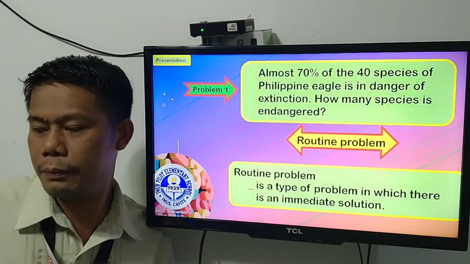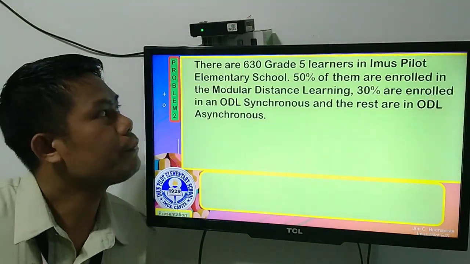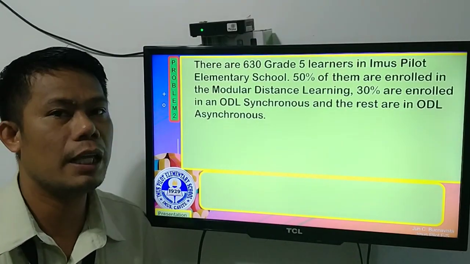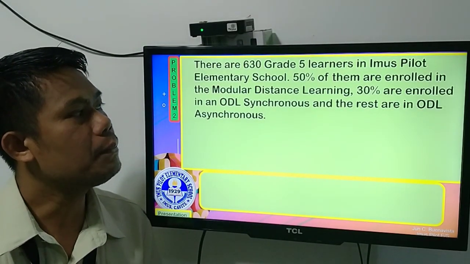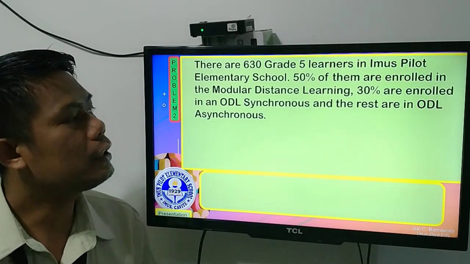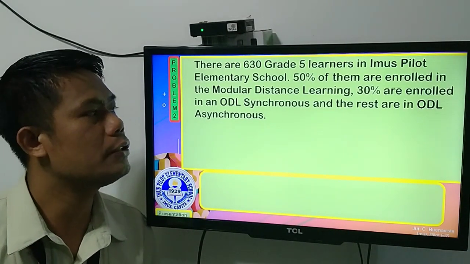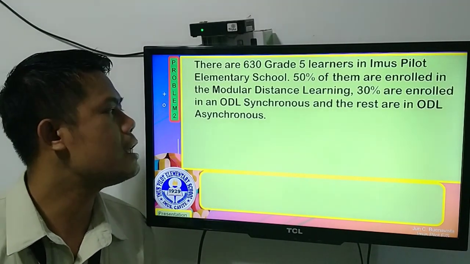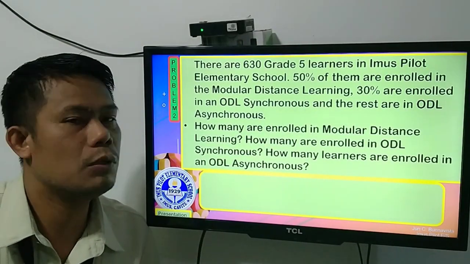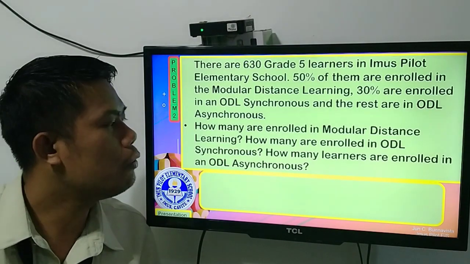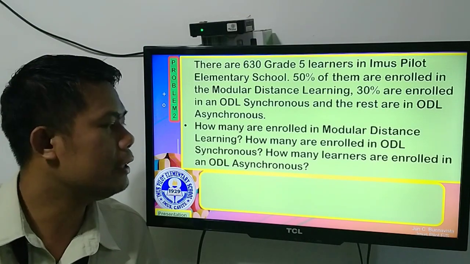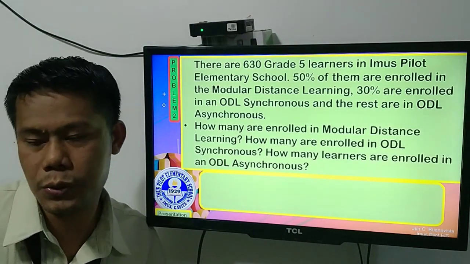And then we have another problem. Okay. So there are 630 grade 5 learners in Imus Pilot Elementary School. 50% of them are enrolled in modular distance learning, 30% are enrolled in ODL synchronous, and the rest are in ODL asynchronous. Okay, how many are enrolled in modular distance learning? How many are enrolled in ODL synchronous? And how many learners are enrolled in ODL asynchronous?